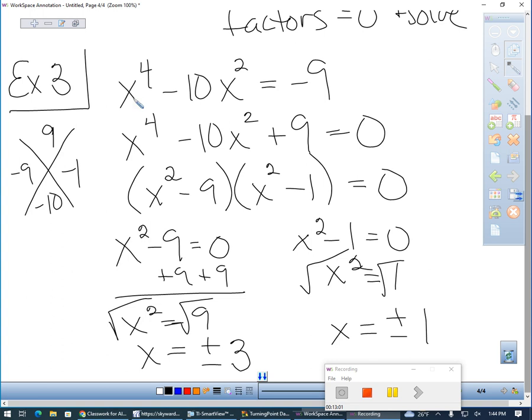So my highest exponent was a 4. How many solutions did I end up with? 4. There have to be 4 solutions, which represent the number of x's you started with. Okay? All right.